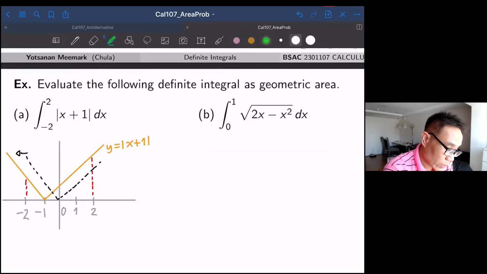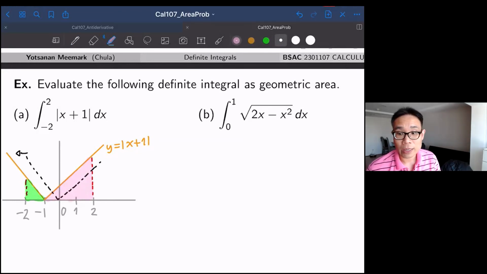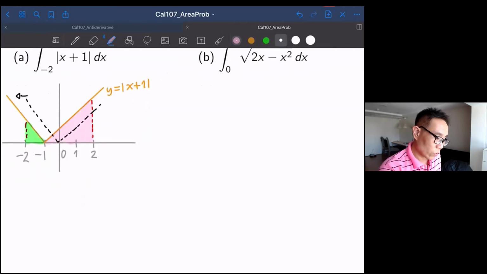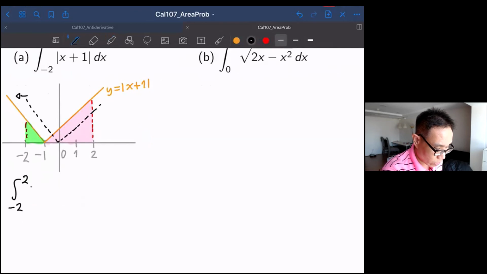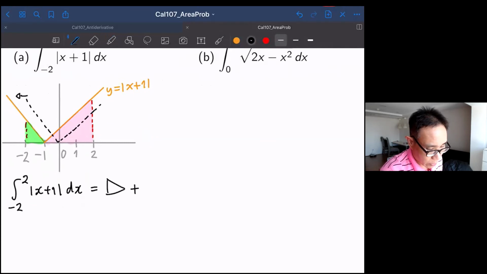And you see that we're gonna get this green area. Okay, and we're gonna get the pink area. So we're gonna get the green area and the pink area. So the integral from -2 to 2 of |x + 1| dx turns out to be the green plus the pink.